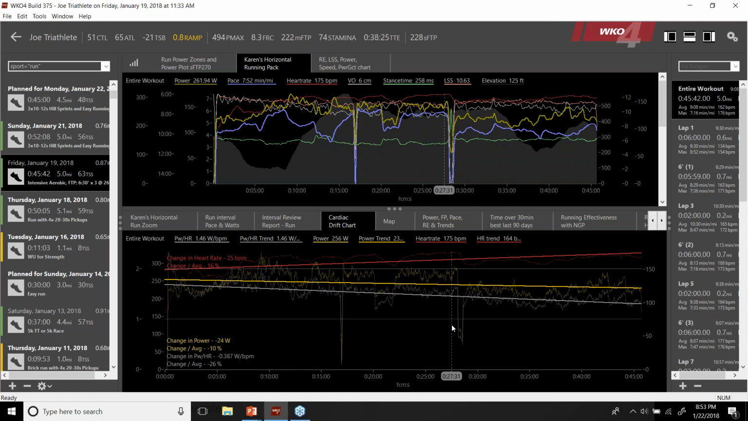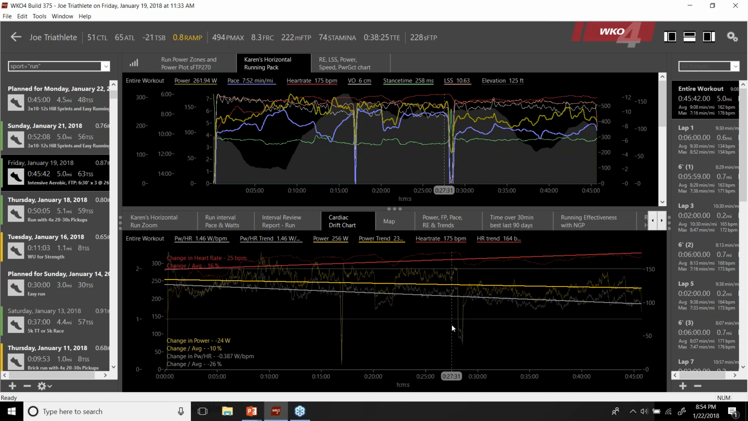Well, I think this is better because it looks at the entire workout's trend. So you can see what the change in the power was from the beginning to the end. You can see the percent change in the power. You can also see the change in the power over heart rate, and then the percent change of that as well. Again, this would be really useful to look at for the longer workouts.